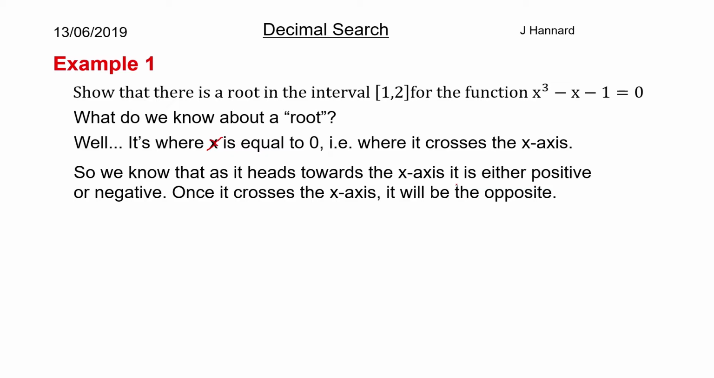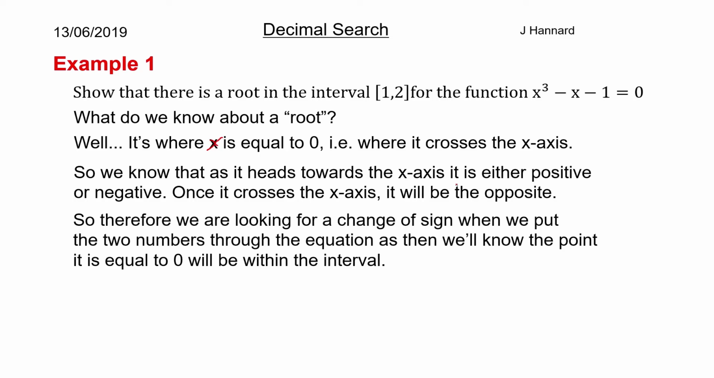So we know that as it heads towards the x-axis, it's either positive or negative, and once it crosses the x-axis, it will be the opposite. So think about a graph. The line comes down, it hits the x-axis at y equals 0 from the positive area, and then it'll go into the negative, and vice versa. If it comes up from the negative, it'll hit the x-axis, then go into the positive, unless it's a cubic graph or something like that, but we'll think about that later. So therefore we're looking for a change of sign when we put the two numbers through the equation. As we'll know, the point it is equal to 0 will be within the interval.